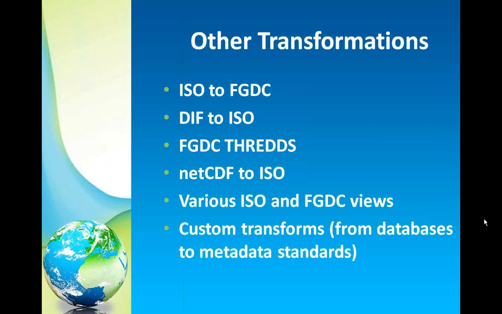There are other transformations available, such as ISO back to FGDC. There's DIF to ISO, there's FGDC THREDDS, NetCDF to ISO. There are lots of different ISO and FGDC views, different HTML views of those records. And then there are a lot of custom transformations, such as creating transforms to take information from databases to populate your metadata record to meet the metadata standards.